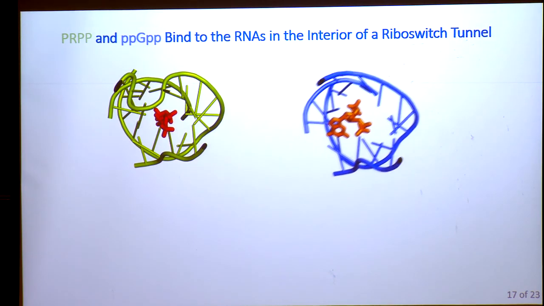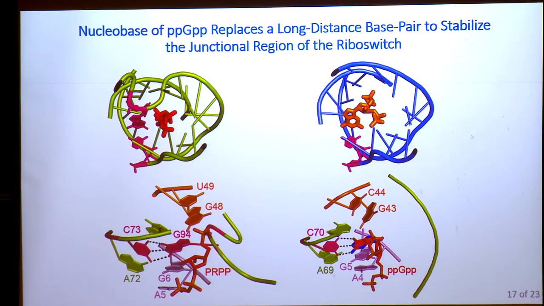This bulge is made by the conserved nucleotide G94 and is making long-distance interactions with a C that's on the opposing strand, and this interaction is used for stabilizing the structural core of the RNA. This G is absent in the PPGPP riboswitch, and instead the nucleobase of the ligand takes the place of the conserved nucleotide and makes these long-distance interactions in order to stabilize the RNA in a similar fashion.